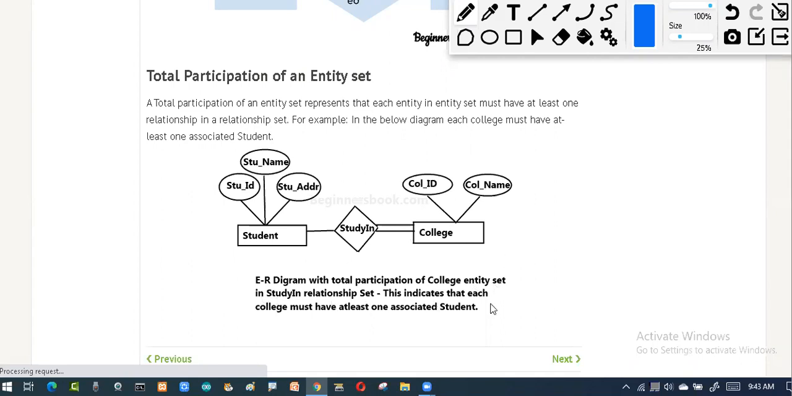So this is what it says: at least one person is associated with the student. So when that condition comes, that means we have two lines. When I'm giving that, there is some participation of the college with the students. Students are studying in the college. So at least one student is associated with the college. So college is associated with the student, or student is associated with the college. In that case, we call that total participation of the set.